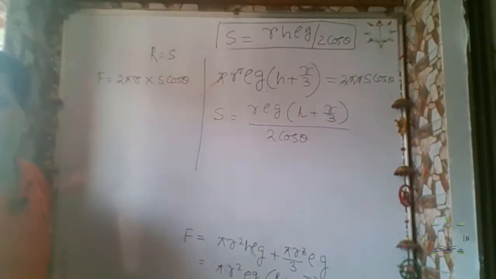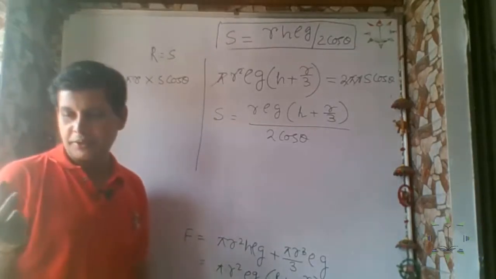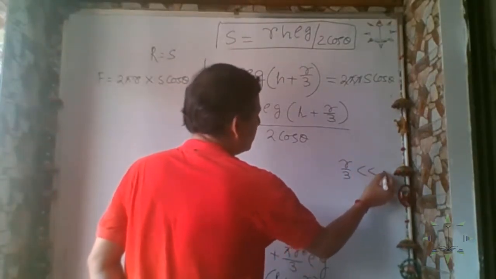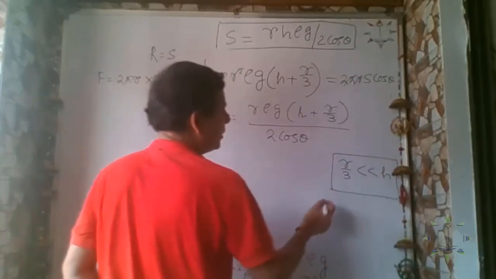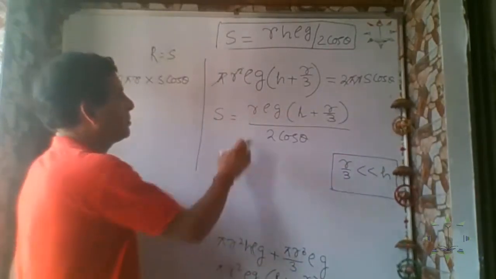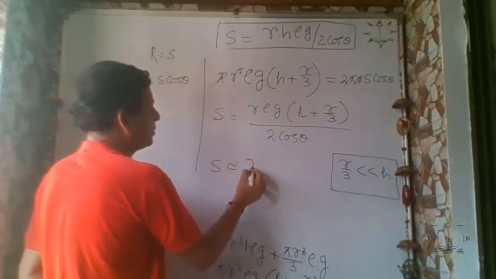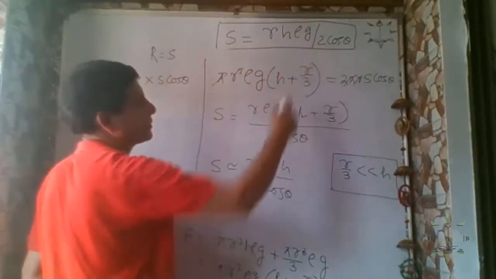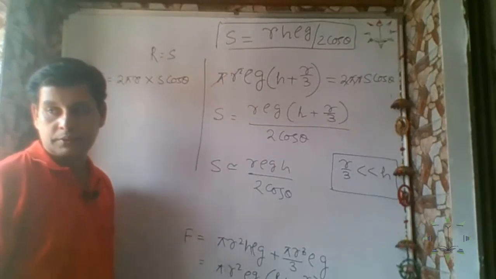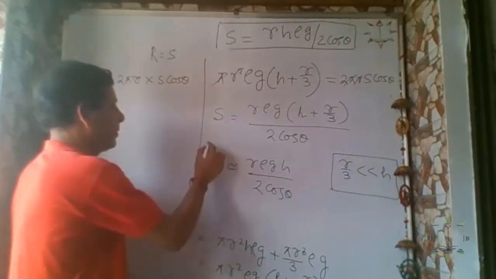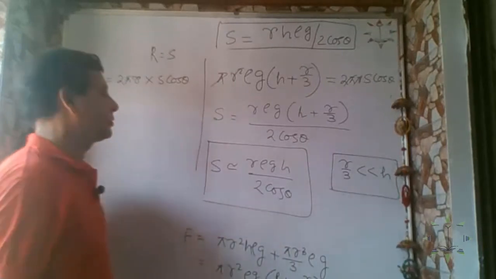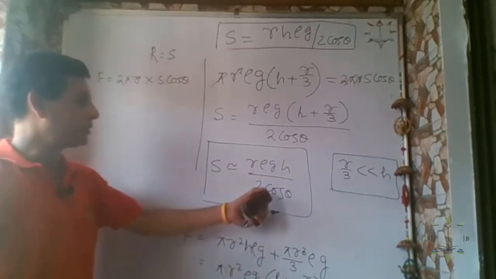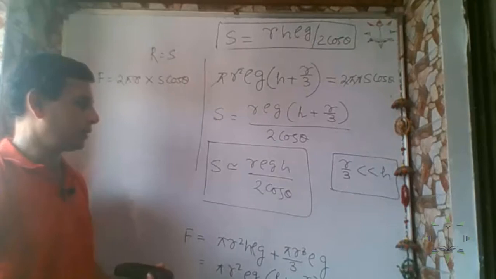Now if the radius is very small, capillary tube means hair-like diameter, very small diameter, then if R by 3 is very small compared to the height attained by this liquid inside the tube, we can ignore this R by 3 and it becomes S nearly equal to R rho G H by 2 cos theta, which is the same as this. Correct? So this is the relation between the height attained by a liquid inside a capillary tube and surface tension in terms of angle of contact, density of the liquid and radius of the tube.